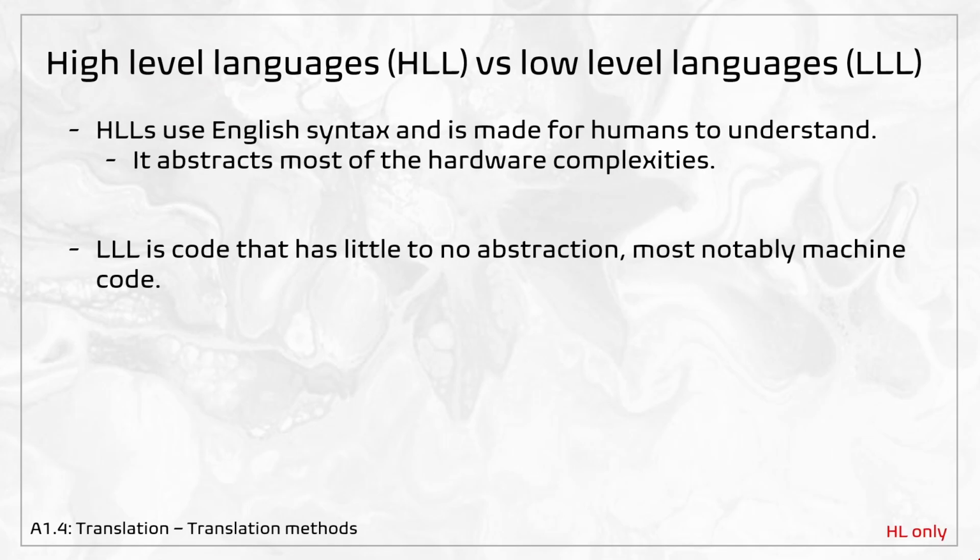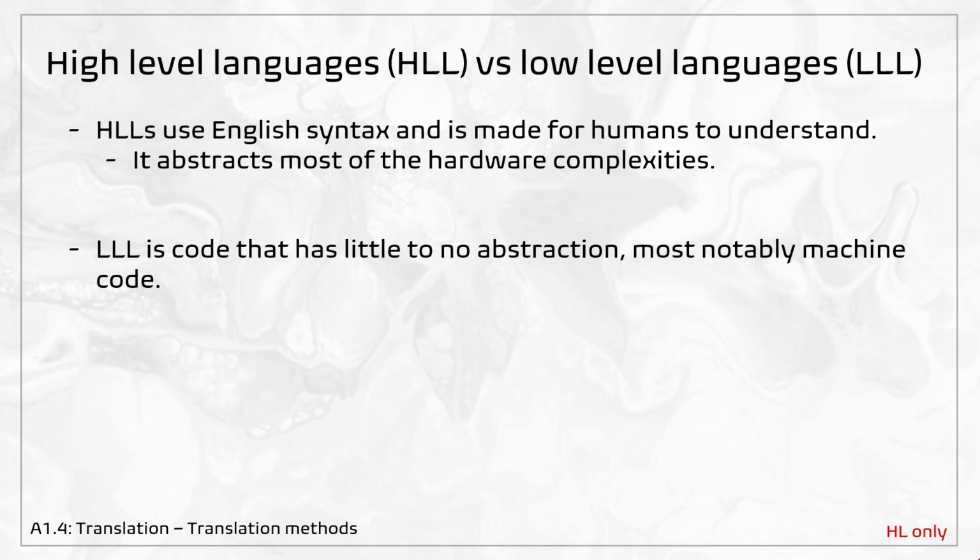Firstly, let's talk about high-level languages and low-level languages. High-level languages are stuff like Java, Python, C++, and pretty much any mainstream programming language in the modern world. These languages are usually written in English syntax and are intuitive to learn for programmers. It also abstracts a lot of the hardware complexities associated with coding.